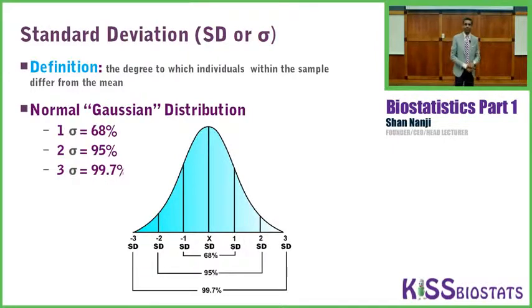Let's talk about normal Gaussian distribution. This is what a normal bell curve looks like. One standard deviation is 68%. Two standard deviations, 95%. Three standard deviations, 99.7%. Let me explain it and then we'll review it. Within one standard deviation, you have 68% of the people. In two standard deviations, you have 95% of the people. Three standard deviations, you have 99.7% of the people.